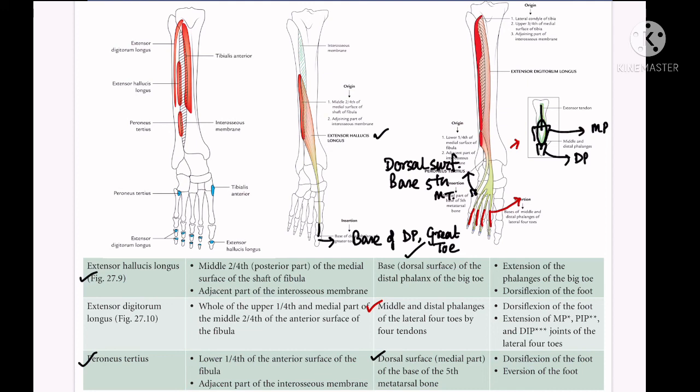Okay, so all these three, extensor hallucis longus, extensor digitorum longus and peroneus tertius, belong to the anterior compartment, and their function is extension of the phalanges of the big toe, and extension of the metatarsophalangeal, proximal interphalangeal and distal interphalangeal joints of the lateral four toes, along with the dorsiflexion and eversion of the foot, which is brought about by the peroneus tertius along with the other muscles.